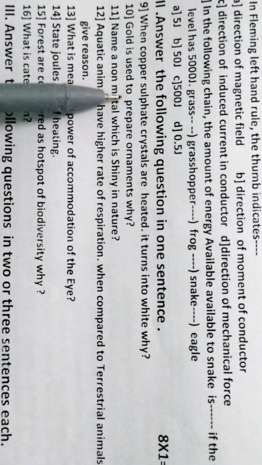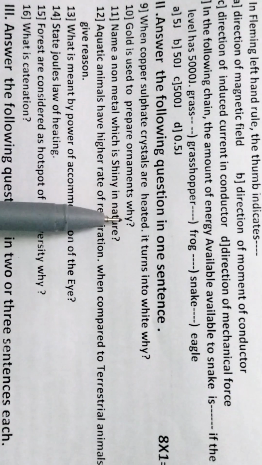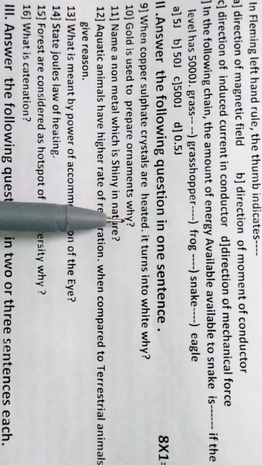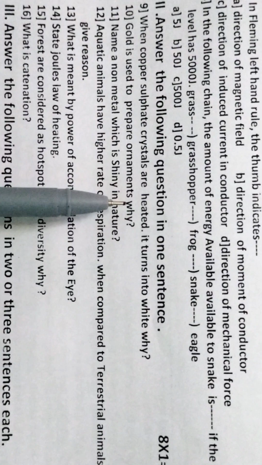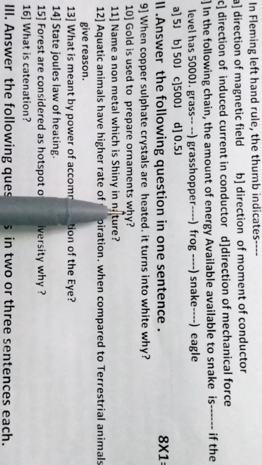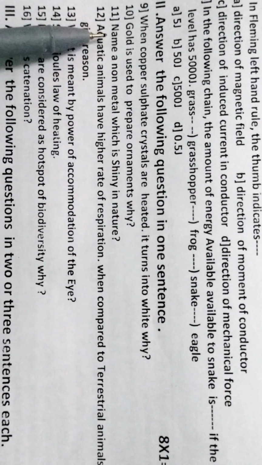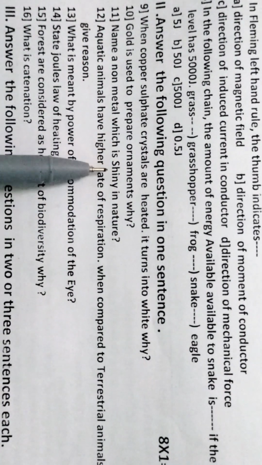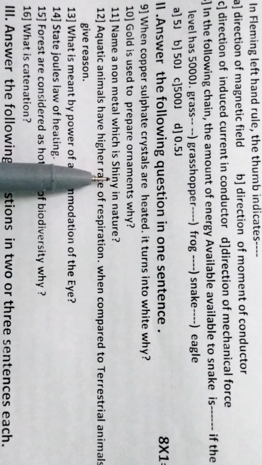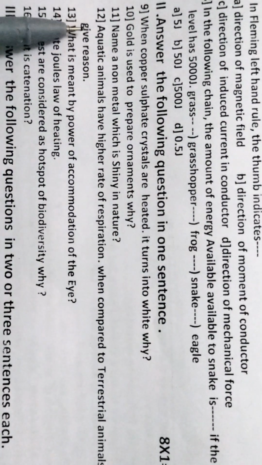Then, gold is used to prepare ornaments. Why? Because gold is the most malleable and ductile metal and also it is lustrous. Name a non-metal which is shiny in nature. That is iodine. Iodine is a non-metal which is shiny in nature.